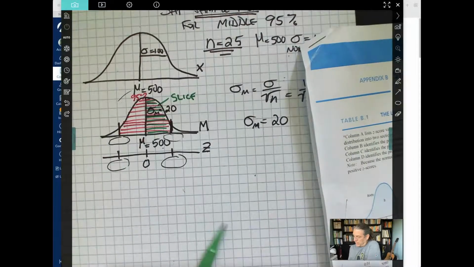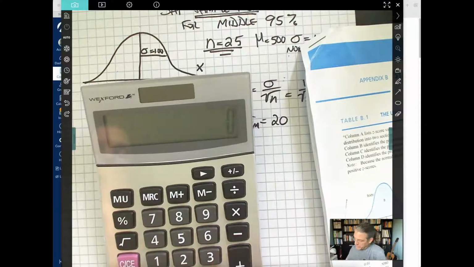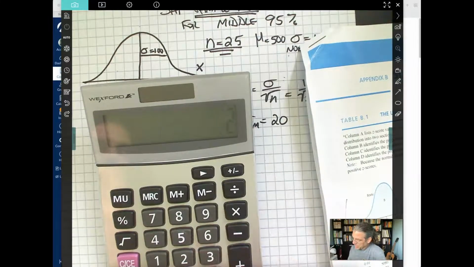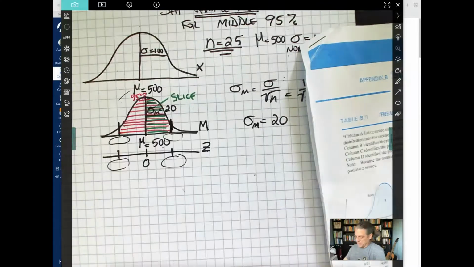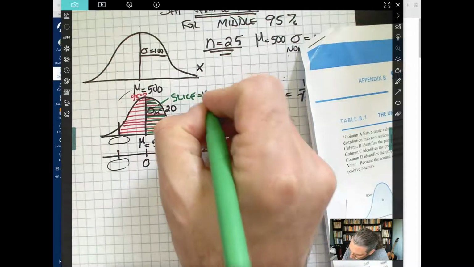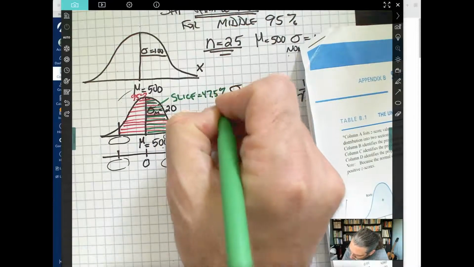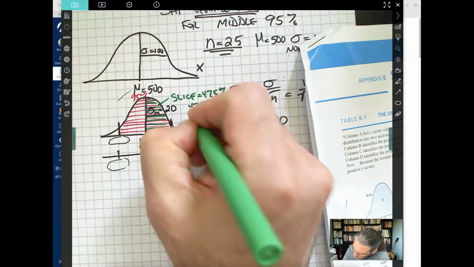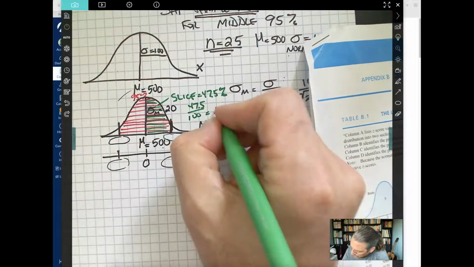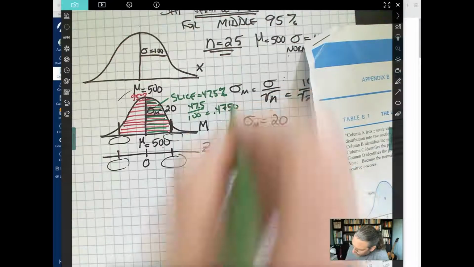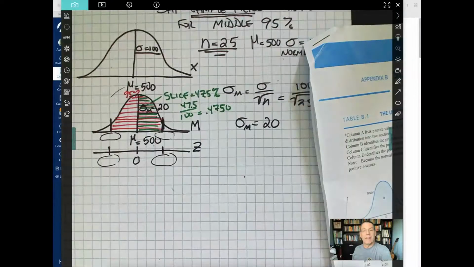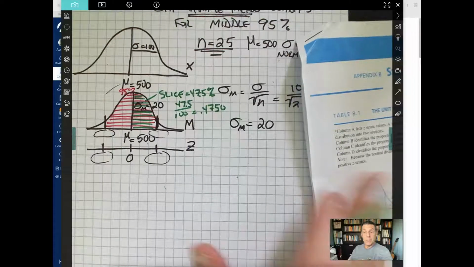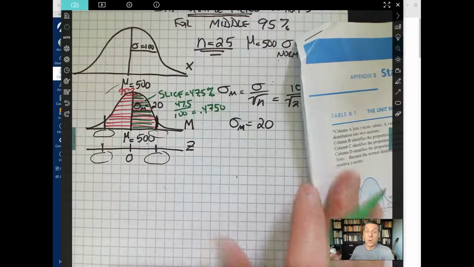Okay, so just to make sure I'm getting this right, I take the 95 and I divide it in half. And so we get 47.5%. So this is a slice equal to 47.5%. Now all I have to do is take that 47.5, divide by 100 to get a proportion. And that becomes 0.4750. Okay, so that's one way to figure out what I need to look up. I need to look up in my unit normal table a slice of 0.4750.